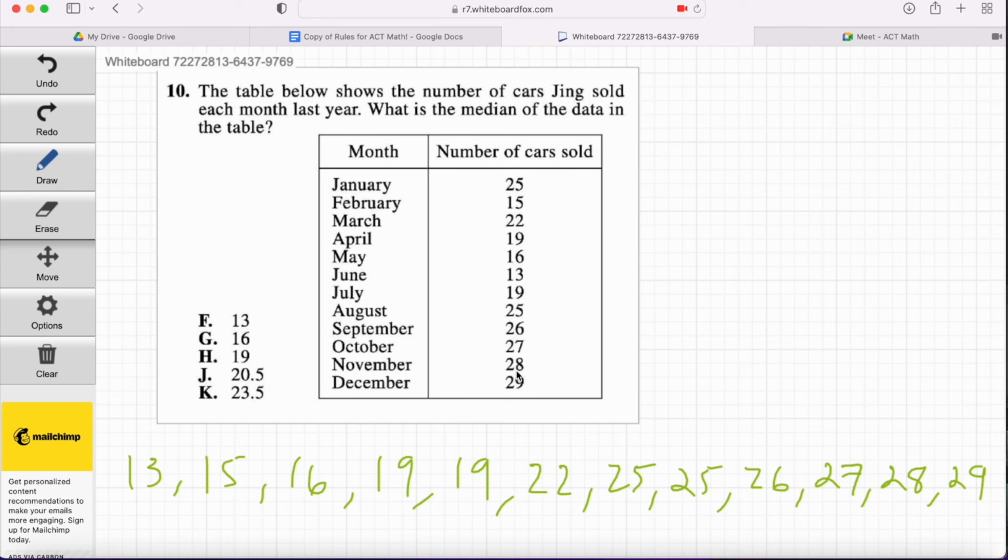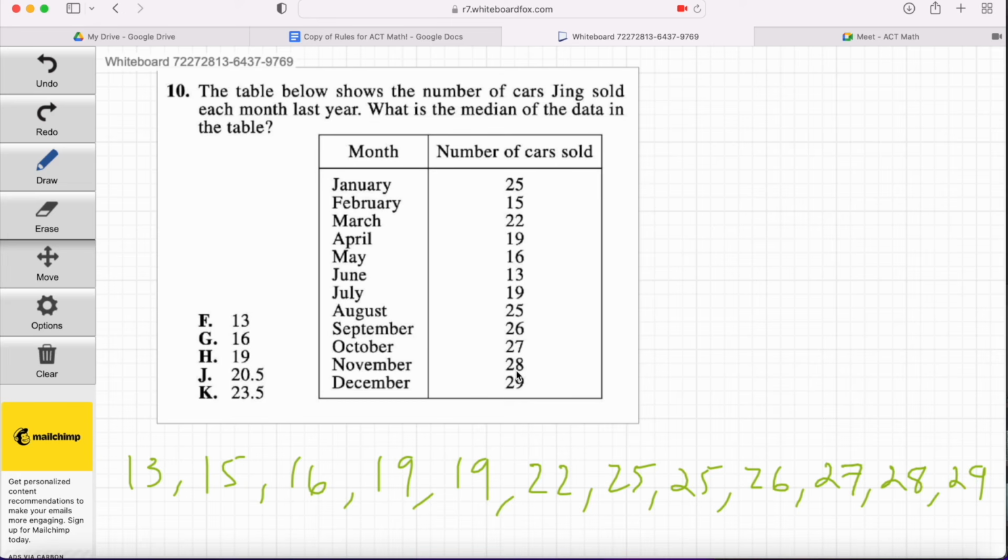Okay, now here's the problem. A little bit of a problem here. It's an even number, so we can't just pick. There's no middle exactly. So what you do if you see an even number in a median question, you need to take the mean, or the classic average, of the middle two numbers.